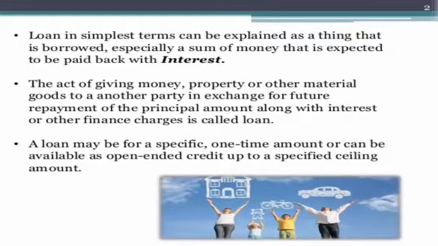Well, guys, a loan, in the simplest terms, can be explained as a thing that is borrowed, especially a sum of money that is expected to be paid back with interest. Well, guys, what is interest? Interest is a specific amount which we give on a loan. Whenever you borrow something from someone for a specific period of time, definitely you have to give them back something extra.